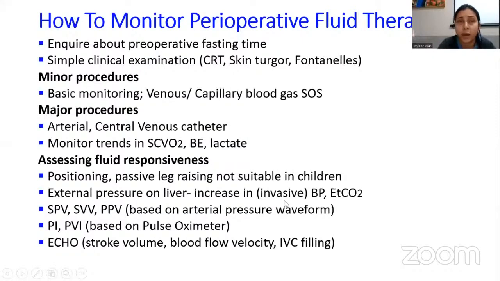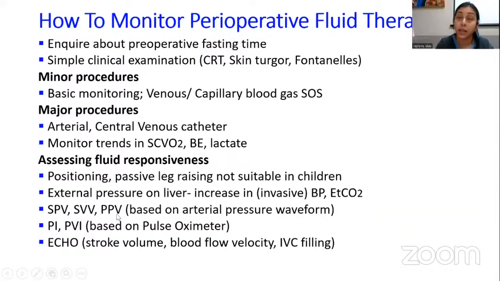And if you have an invasive blood pressure, you can actually look at the tracing, and you will see an increase, and that means that the patient is fluid responsive and you can give fluids. Then you have those parameters which are based on the arterial pressure waveform. So you have your systolic pressure variation, stroke volume variation, pulse pressure variation. You can use all of these.